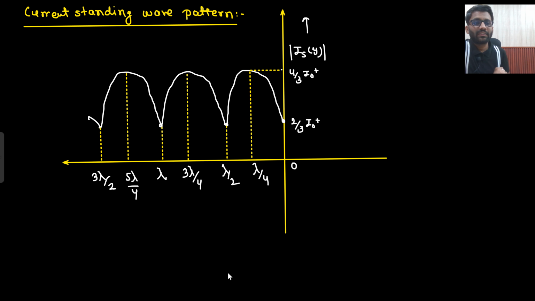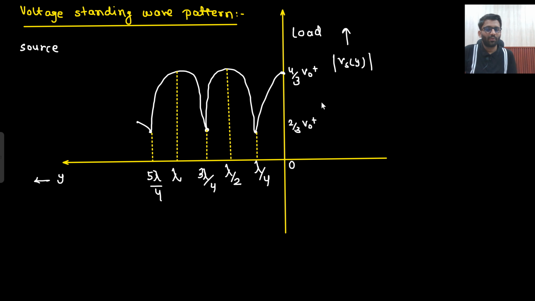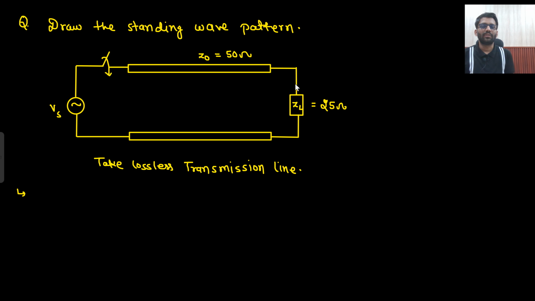Okay, now what do you see? What is the distance between successive maxima and minima? Lambda by 4. Was it the same for the EM wave? Yes. And what is the distance between two consecutive maxima? Lambda by 2. And between two consecutive minima? Again lambda by 2. All these things were the same for your EM wave as well, and the same goes for the voltage standing wave pattern. So is this clear to you? I hope you could have done this analysis on your own. If not, now you will do this analysis on your own.